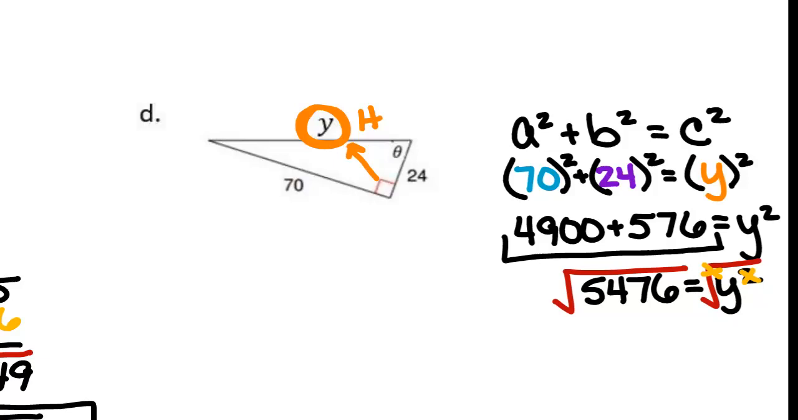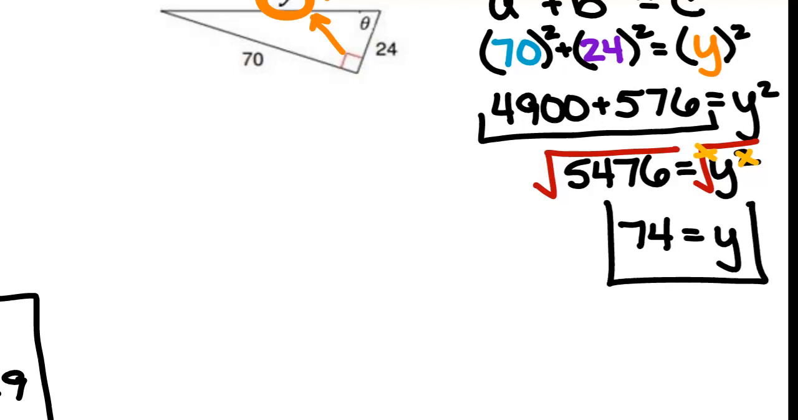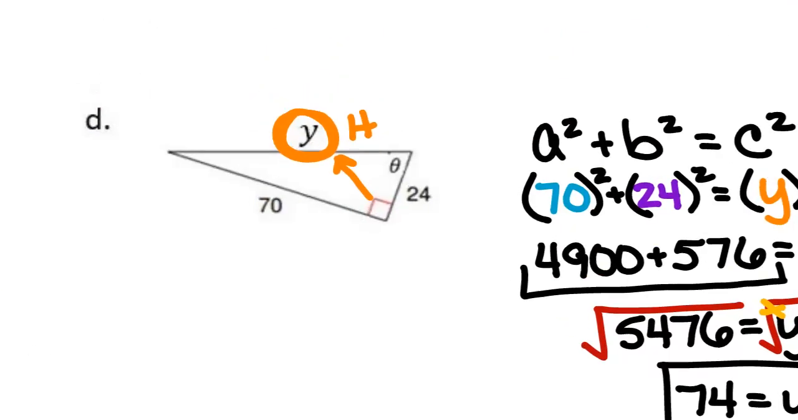Over on the right, my squared and square root cancel. What do you get when you square root? You get 74 equals y. That one came out to a nice whole number. That's absolutely what we like.